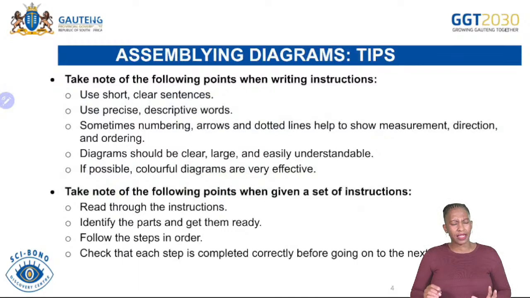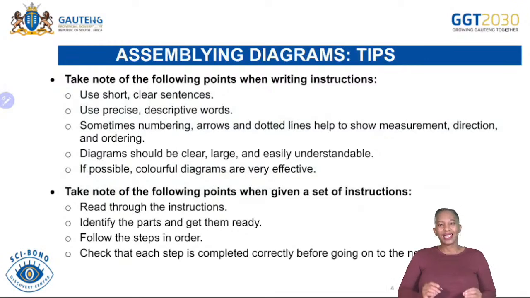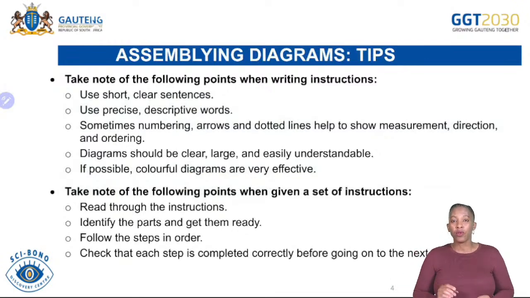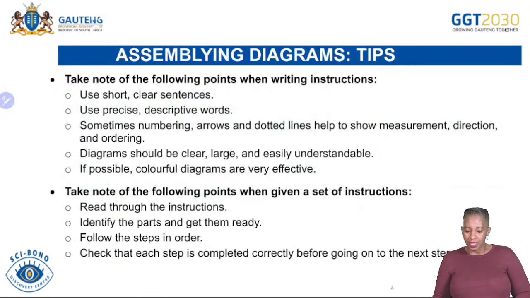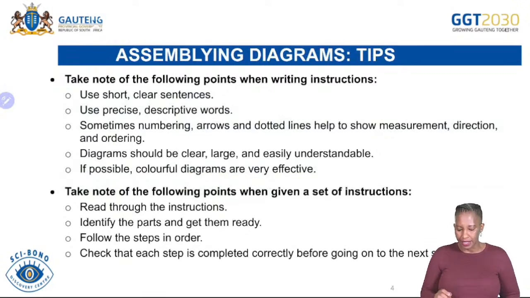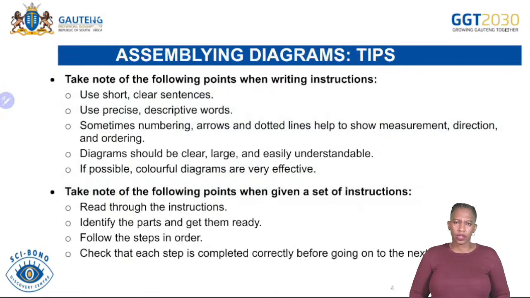You look at the diagram, and then you interpret it. So now we say, what are the tips that you must look out for when you complete this assembly diagram. You must take note of the following points when writing instructions. Remember, in grade 12, you might be given a diagram to assemble, and then they will say step number 1, step number 2, so you must follow the steps in order to be able to assemble. Or they will ask you to say, okay, fine, write down the instruction. What could be the instruction that this person must follow in order to be able to put together the item that they bought?